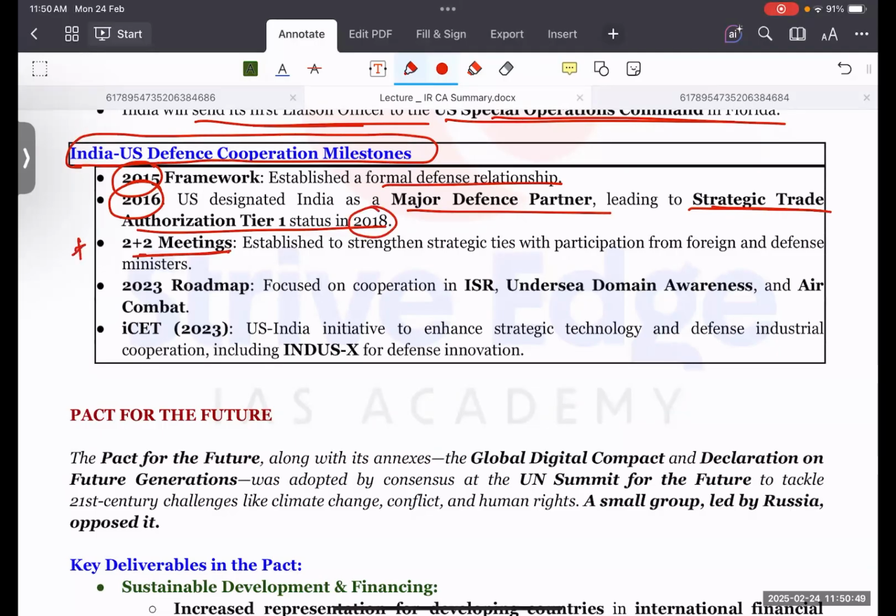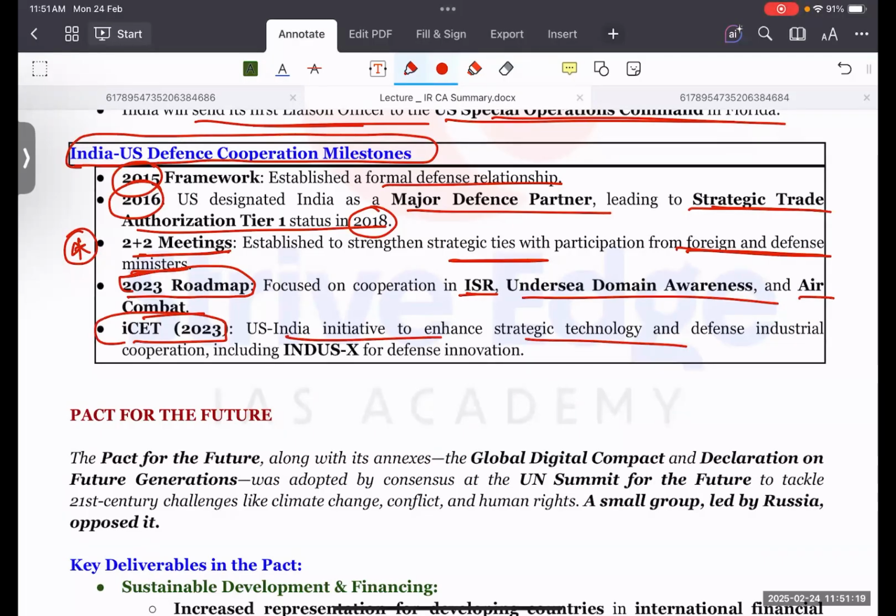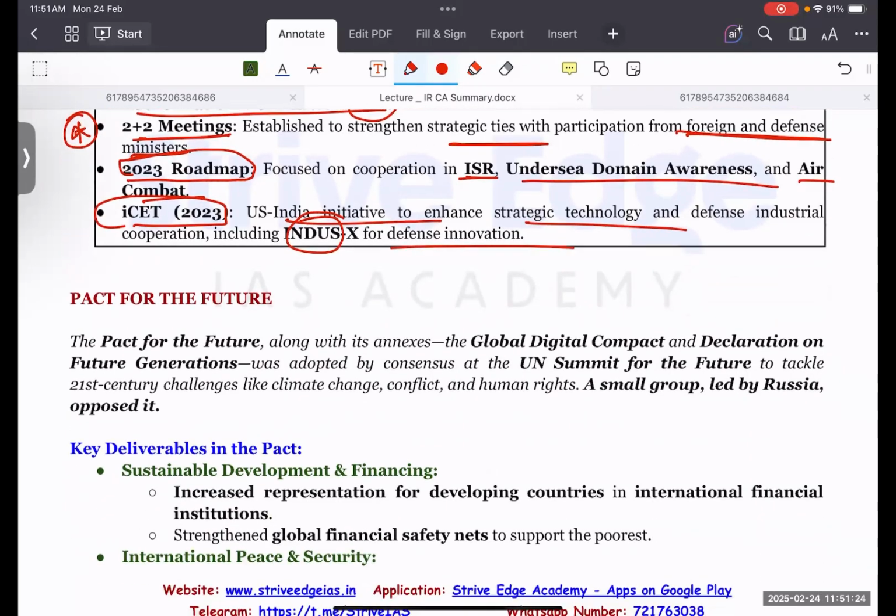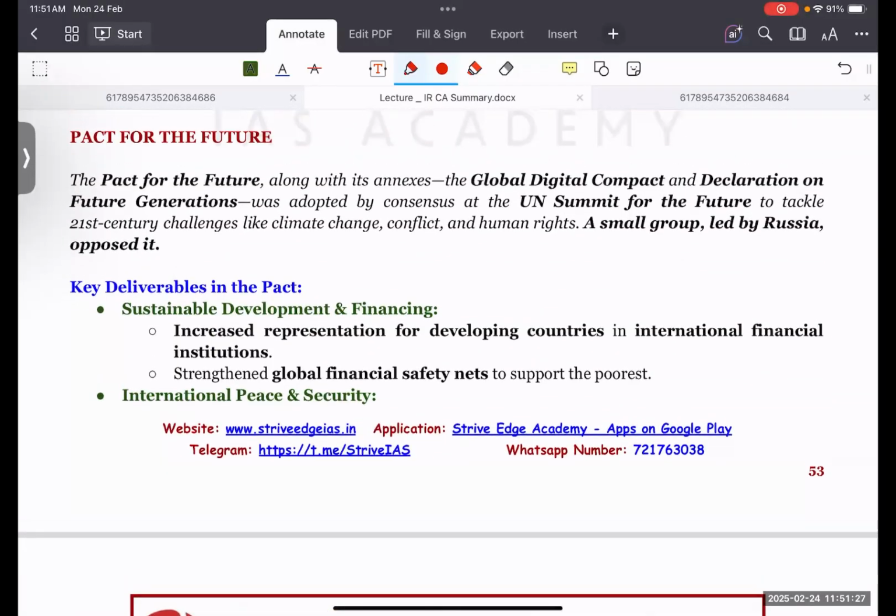Then the 2+2 meetings, which are very important, because the defense ministers and the foreign ministers of both countries simultaneously meet, and then they establish strategic ties between the two countries. And then the 2023 roadmap is there, for cooperation in undersea domain awareness, air combat, and other areas. Then iCET is there, the India-US initiative to enhance strategic technology. As we have discussed, under this only INDUS-X for defense innovation has also been promoted. Now we'll be seeing about the Pact for the Future.